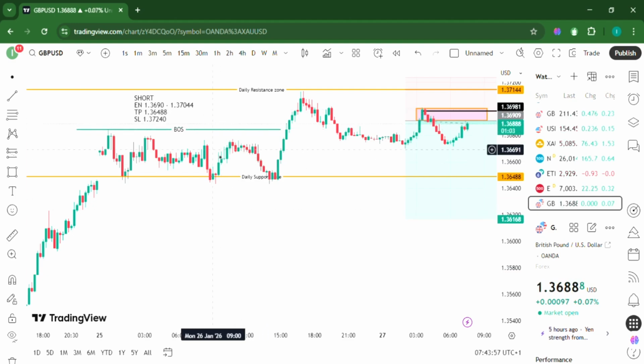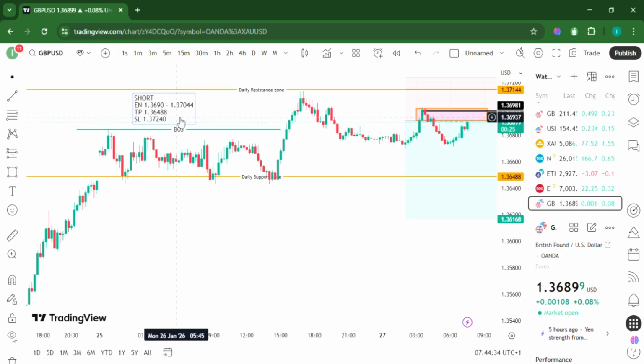Now take the entry. Now this is the entry. Short the trade after confirmation at 1 minute, 3 minutes, or 5 minutes time frame at 1.3690 to 1.37044. Targeting 1.36488 as your TP and your SL at 1.37240.